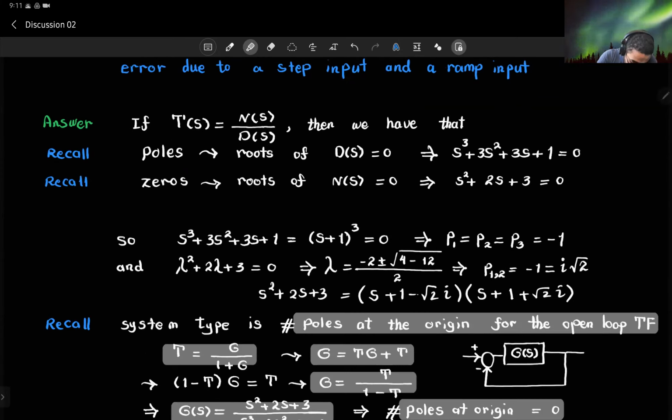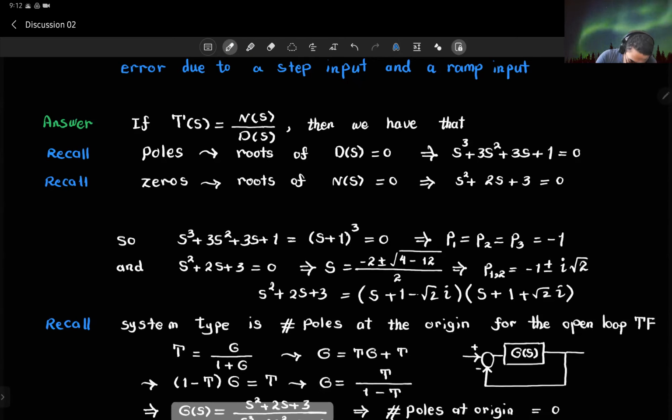And the zeros of the system, which are the roots of the numerator polynomial equation, this is s squared and this is 2s. The roots of the equation are going to be given by the quadratic formula, and they will be given by -1 plus or minus this.